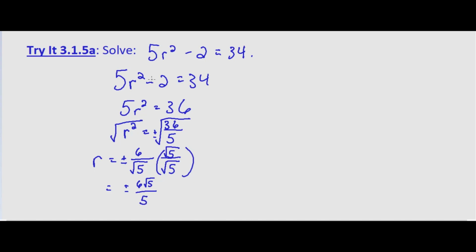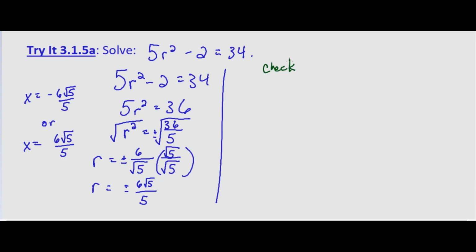5. Which essentially means, if we wanted to write it out, r equals negative 6 times the square root of 5 divided by 5, or r equals 6 times the square root of 5 divided by 5. In most instances, you can just leave it as r equals plus or minus 6 times the square root of 5 divided by 5. Both of these things are saying the same thing. So we'll check our solution.